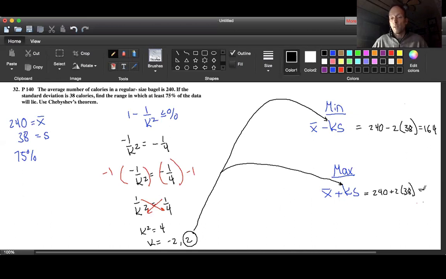316. I'm going to fill that straight in here. Okay, so what can I say that I know now? At least 75% of bagels out there on the market are going to be in between 164 and 316 calories.